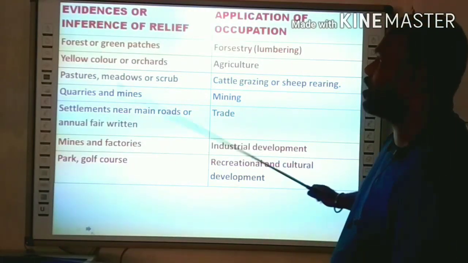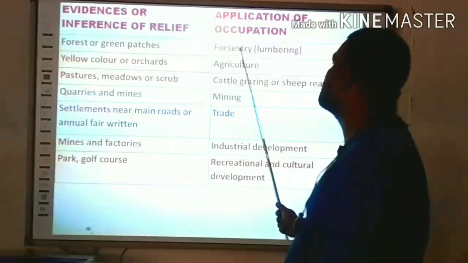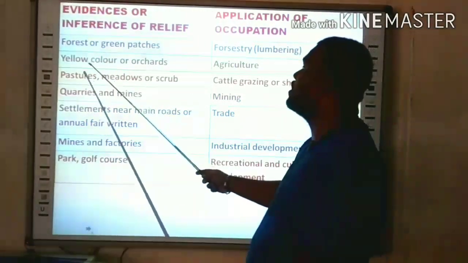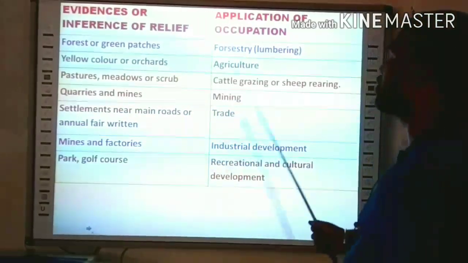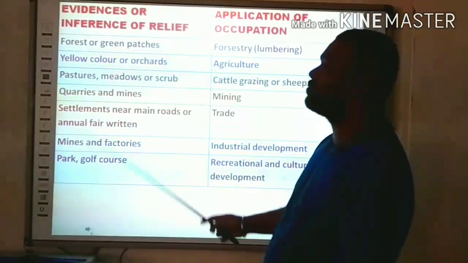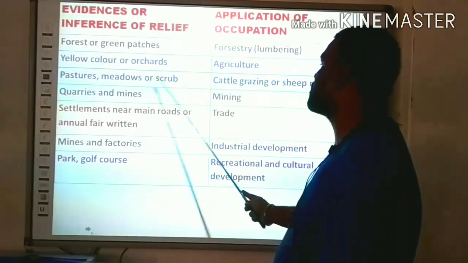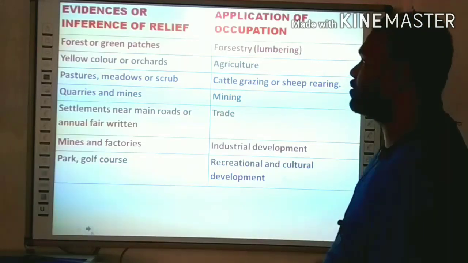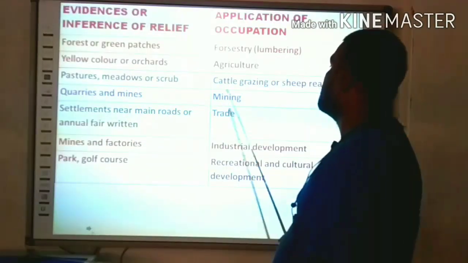So for forest or green patches, I have told you earlier, it will be forestry or lumbering. Yellow color or orchards, agriculture. Pasture, meadows or scrub, cattle grazing or sheep rearing. Quarries and mines, mining.